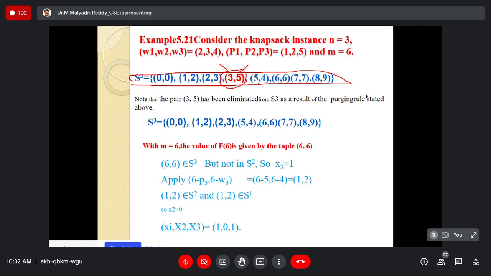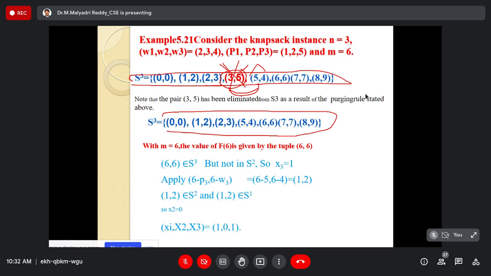Comparing these, if you take 4 units of weight, you will get a profit of 5. But here, with 5 units, the profit is only 3. So automatically there is no need to choose this option. That means (3,5) is automatically eliminated from the group of solutions by using the concept of purging rules. Then the remaining solutions are as follows.